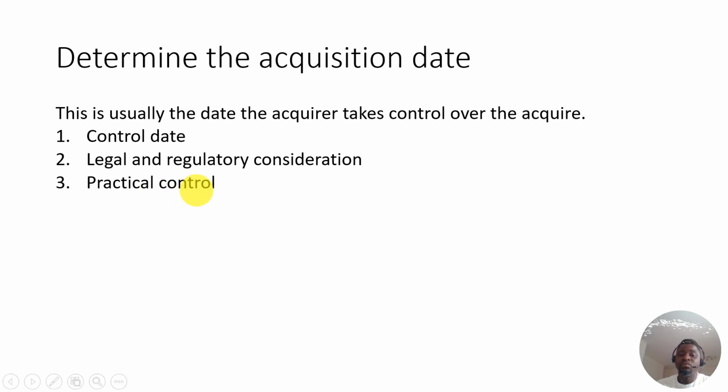And also practical control. If I want to rank them in order, I would say practical control takes more precedence over control dates and also legal or regulatory consideration, because this date can vary. But when the entity is able to control the affairs of the board and make informed decisions in the board, varying the returns or varying the activities of the subsidiary, then we can say that there's a practical control.